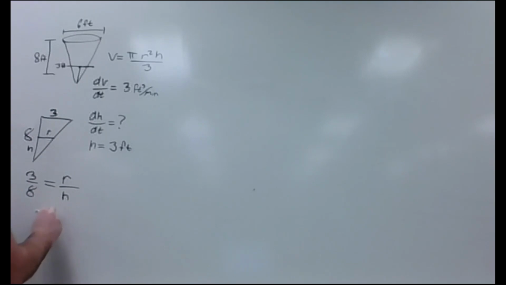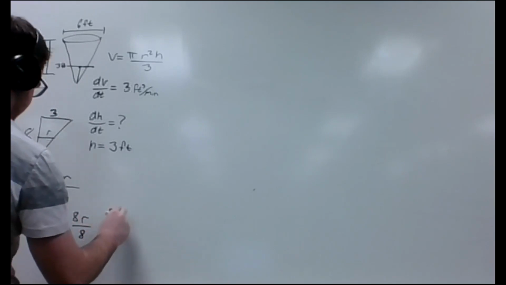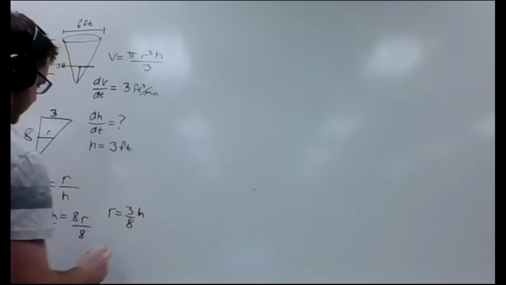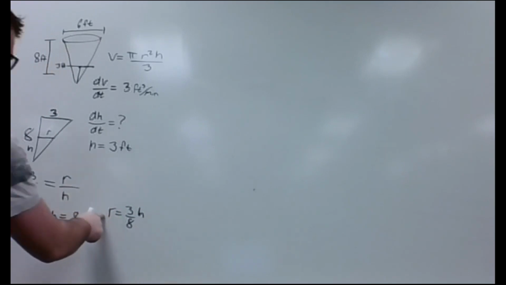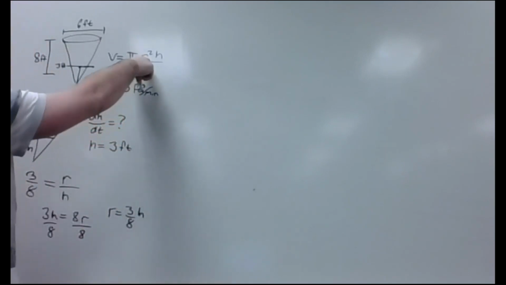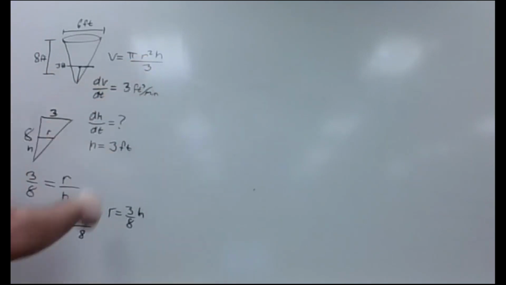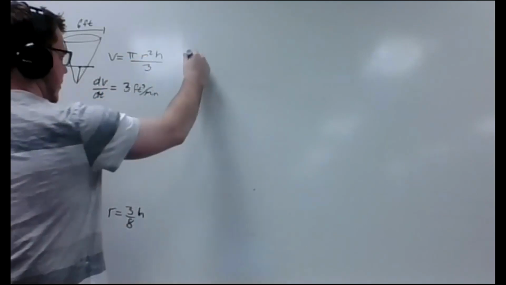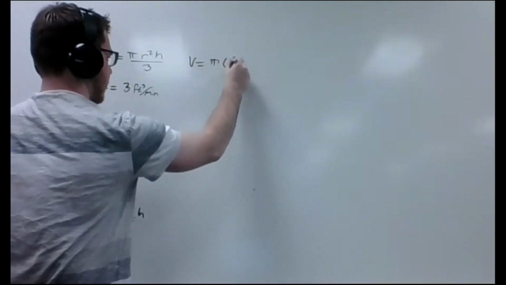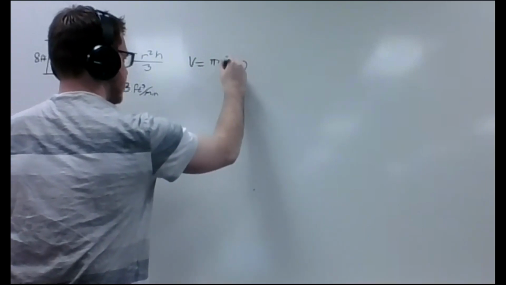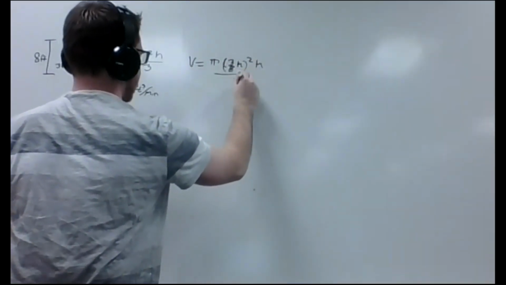And now we can find the relationship between R and H. So we have 3H is equal to 8R, and we can say that R is equal to 3 over 8 H. So that makes sense. Sorry, I just drew a blank there. So we're basically going to plug this R back into the volume equation so we can get rid of the R variable and all be in H's. So our volume is going to be pi times (3 over 8 H) squared times H over 3.